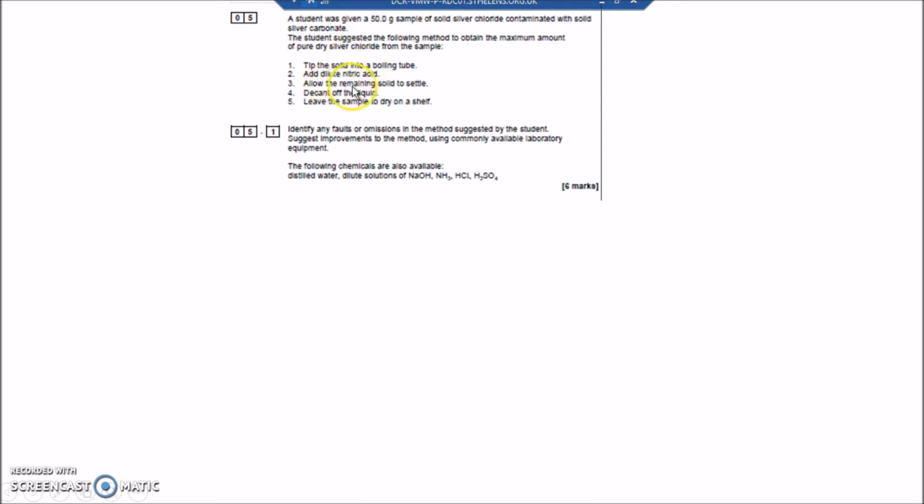Allow the remaining solid to settle. Decant off the liquid means just pour off the liquid. Well, that's not going to be very efficient, because decanting the liquid isn't as good as something, say, for example, like filtering, where you're going to remove all of the solid. Decanting the liquid, sometimes some particles of solid are removed with the liquid as well. And also, it doesn't dry it off as well, and you've not got an opportunity to wash it. So I would be filtering it, washing it and drying it, leave the sample to dry at the end.